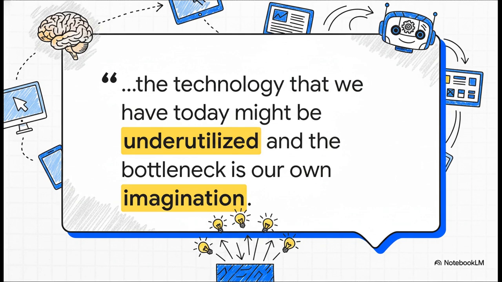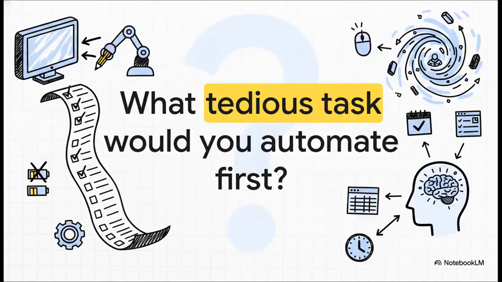Maybe the real limit right now isn't what the AI can do, but what we can imagine asking it to do. So that brings it all back around to you. If you had an assistant that could learn to do pretty much any task on a computer, what's the first boring, repetitive, battery-draining thing you would hand over? The possibilities, as they say, are just starting to open up.